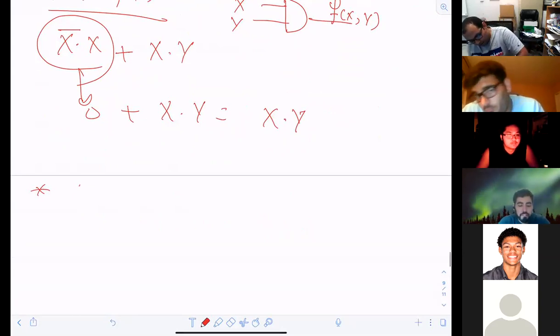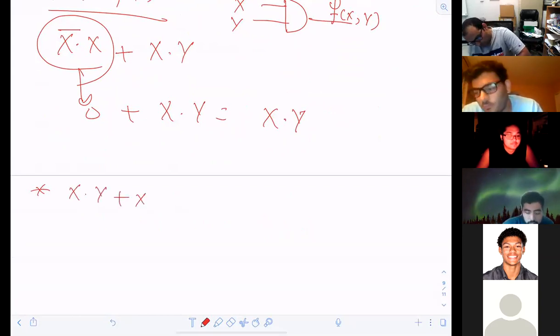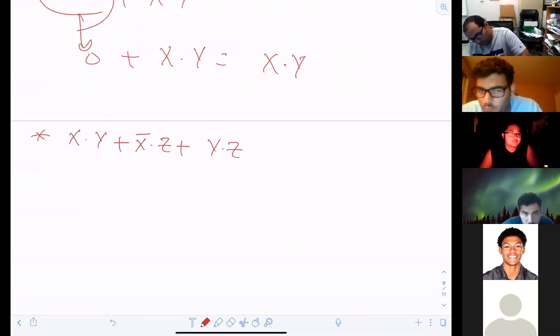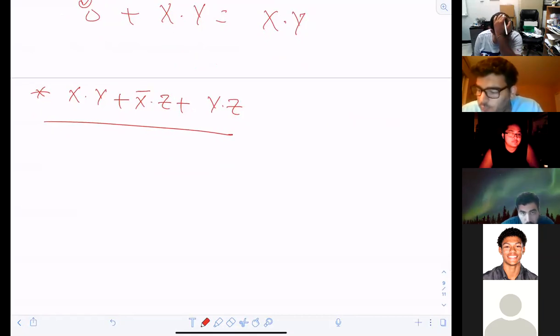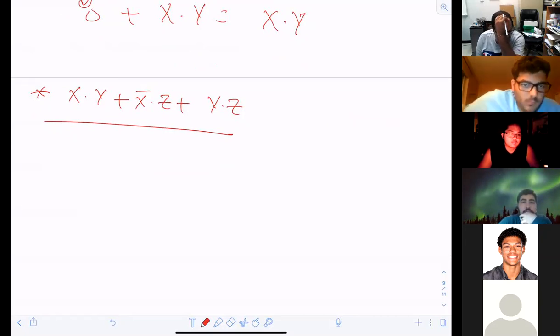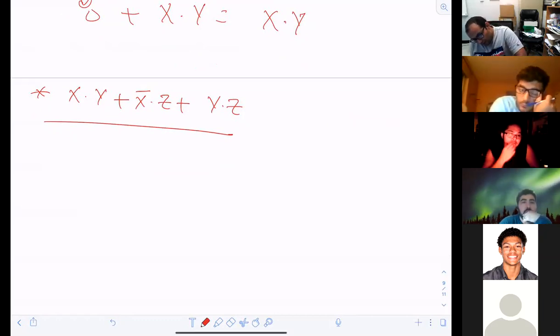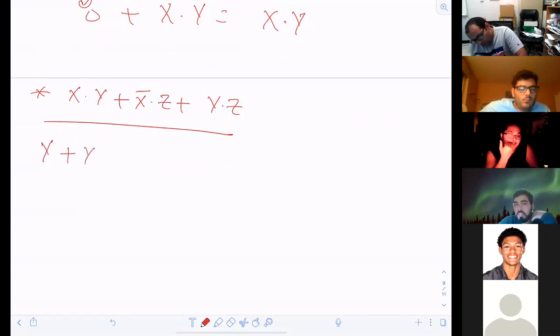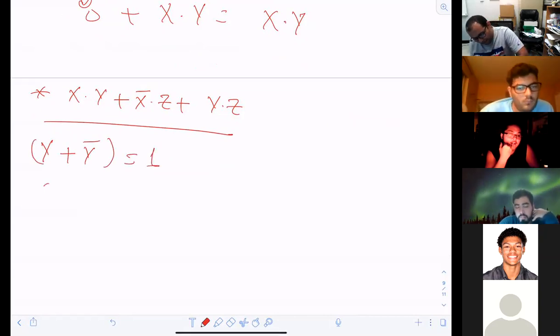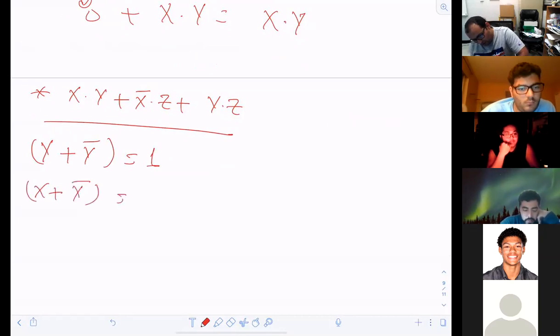Here is one of the examples maybe I can give you. X, Y. I need to optimize this. What should I do? I can tell you a trick. What is the trick? Y ORed with Y complement is equal what? Right? X with X complement is equal what?